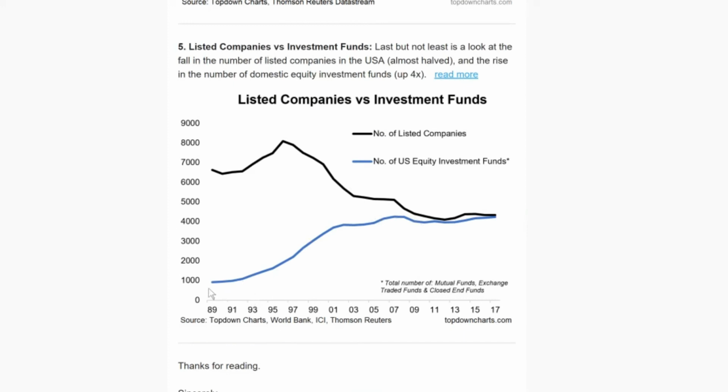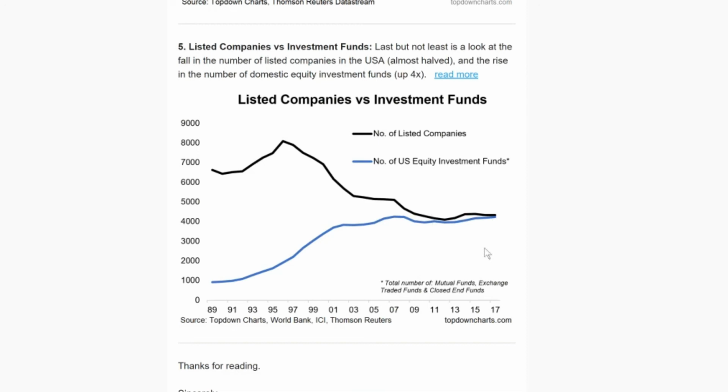So you've gone from about 1,000 to about 4,000, a fourfold increase in the number of US equity investment funds, and the number of listed companies went down from a peak of about 8,000 to almost 4,000. So you've almost had a halving versus a fourfold growth. It's interesting too because it reflects a changing landscape, a changing approach. One implication at the highest level is that investors have more choice of funds than they do of actual stocks, which the funds invest into.